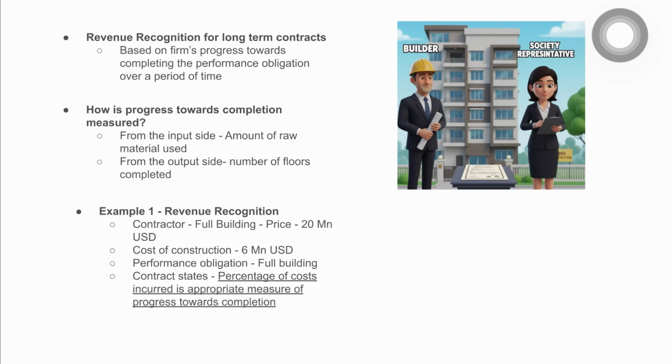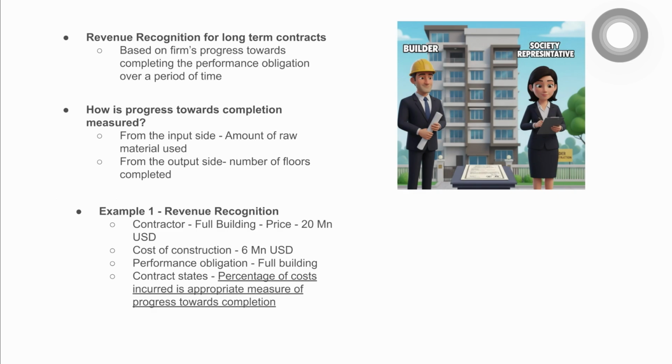Let's take up an example to really drive the point through. The contractor has to build the full building. The price of the building is 20 million US dollars. So the total amount of revenue when the building is completed, recorded on the income statement of the builder, is expected to be 20 million. The cost of construction is only 6 million. So the total cost that the builder is estimating to complete the construction of the building is $6 million.